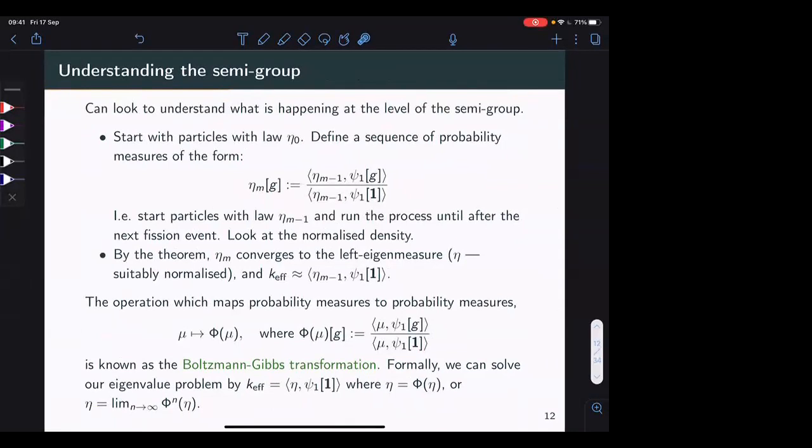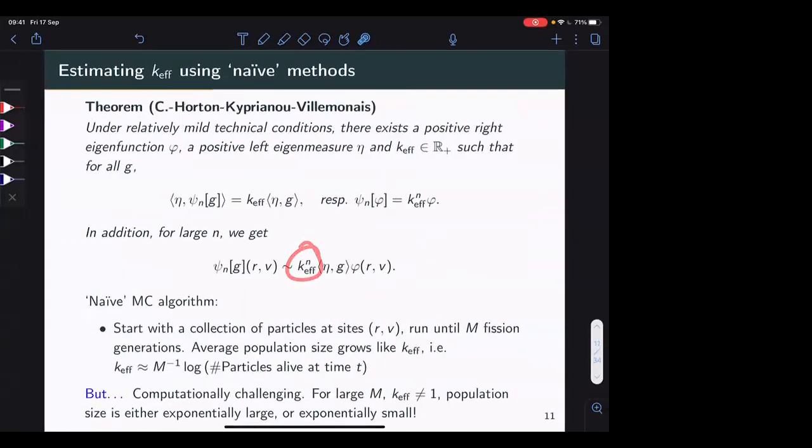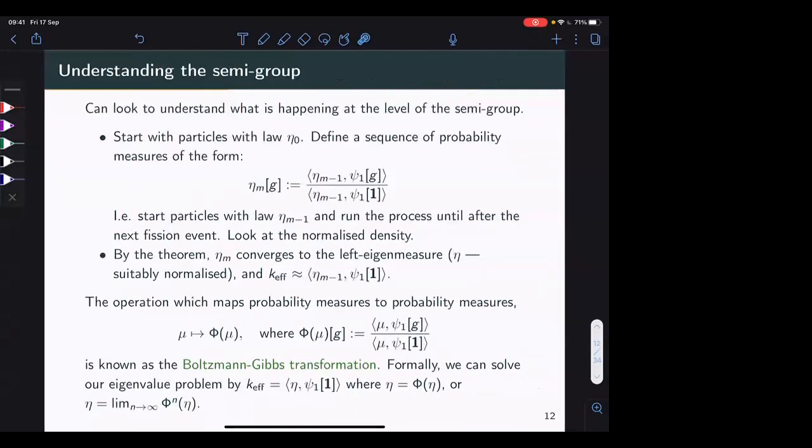I want to put a bit of a slide in to try and connect this theory. So theoretically, what's going on? We start with particles in some spatial measure eta naught. When we do this operation, there's this k effective to the n, but behind that we have some particle positions, right? So we're interested in two things. One is, what does the profile of particles look like, and what do they look like when we're growing? But if we just want to understand the spatial profile, the probability measure effectively, we can do that just by normalizing our population after each step.